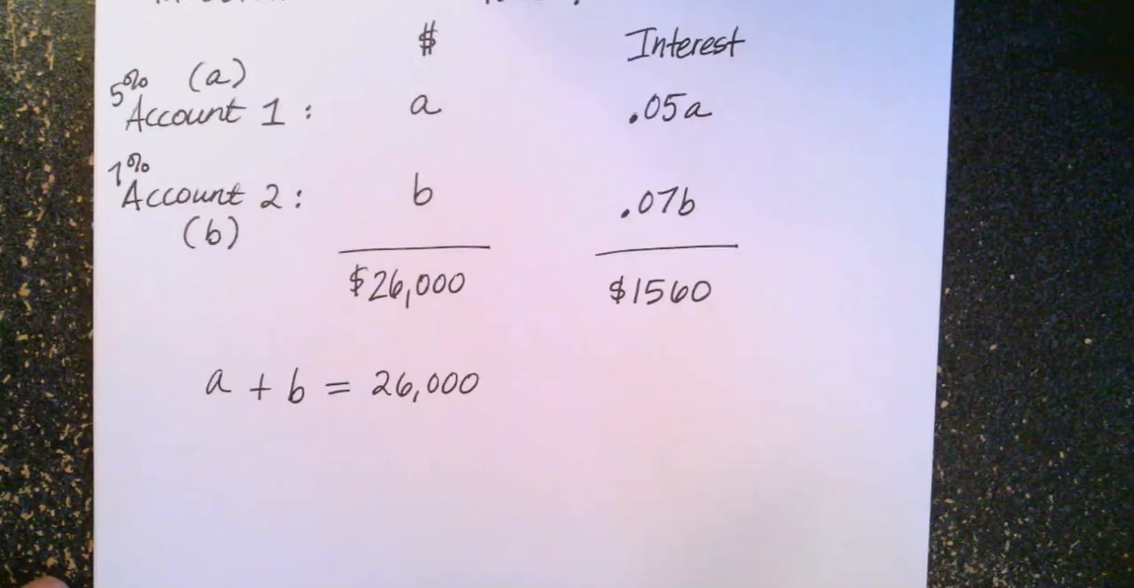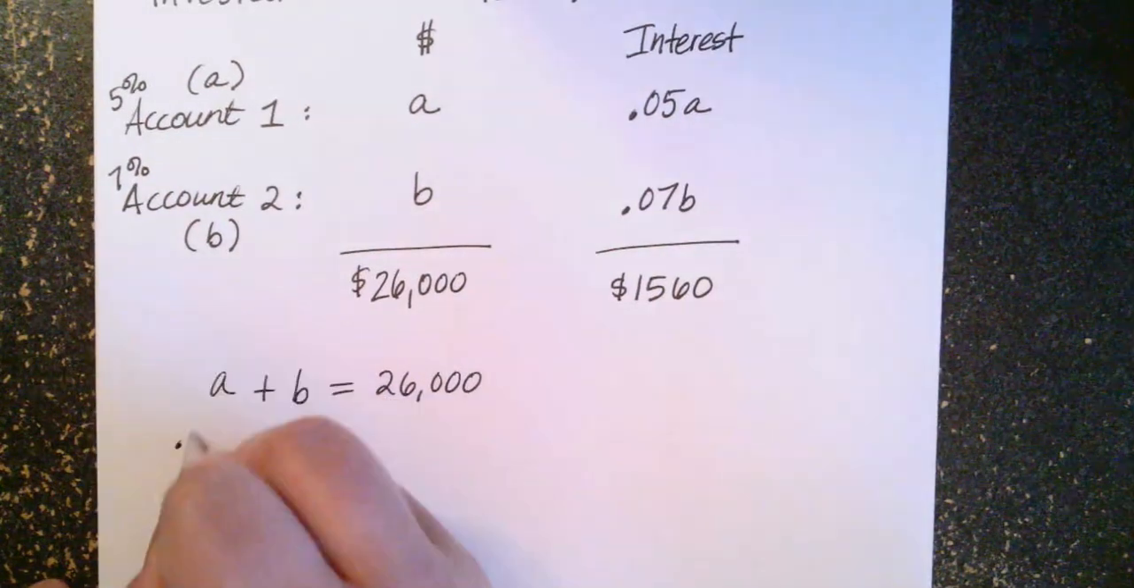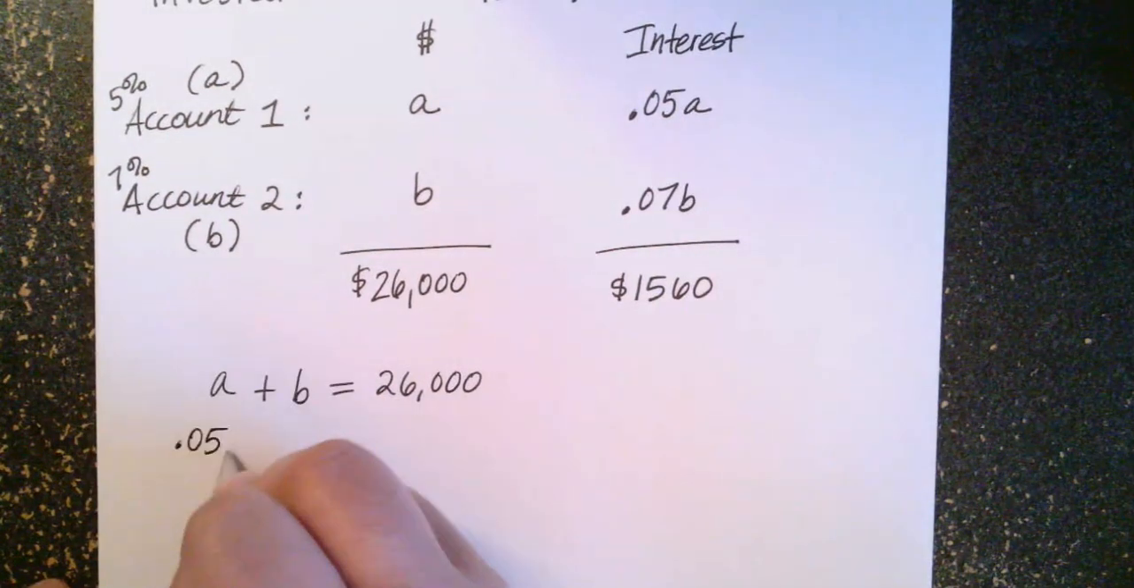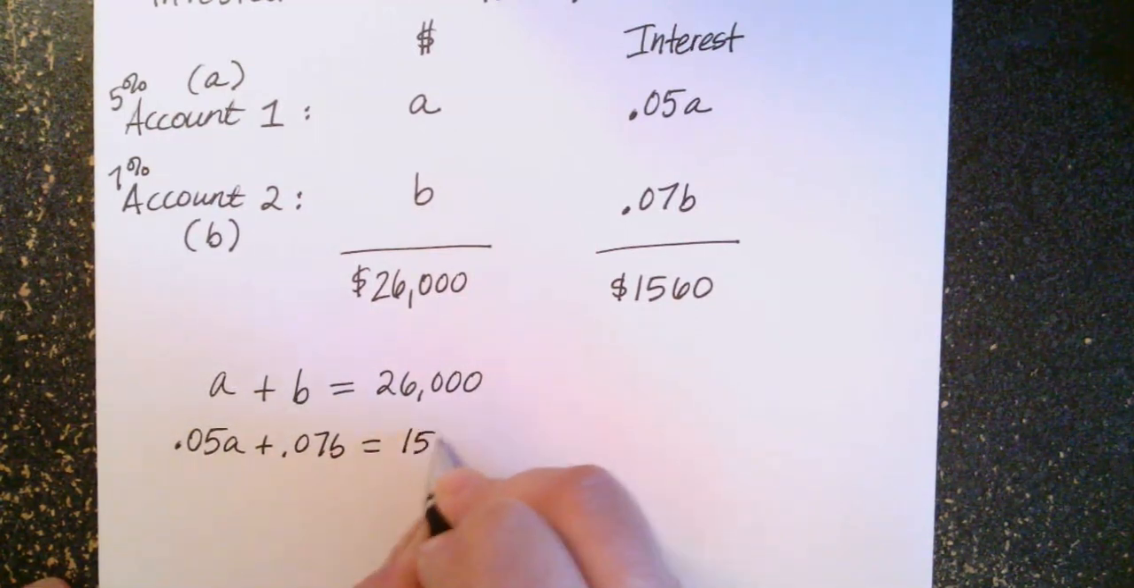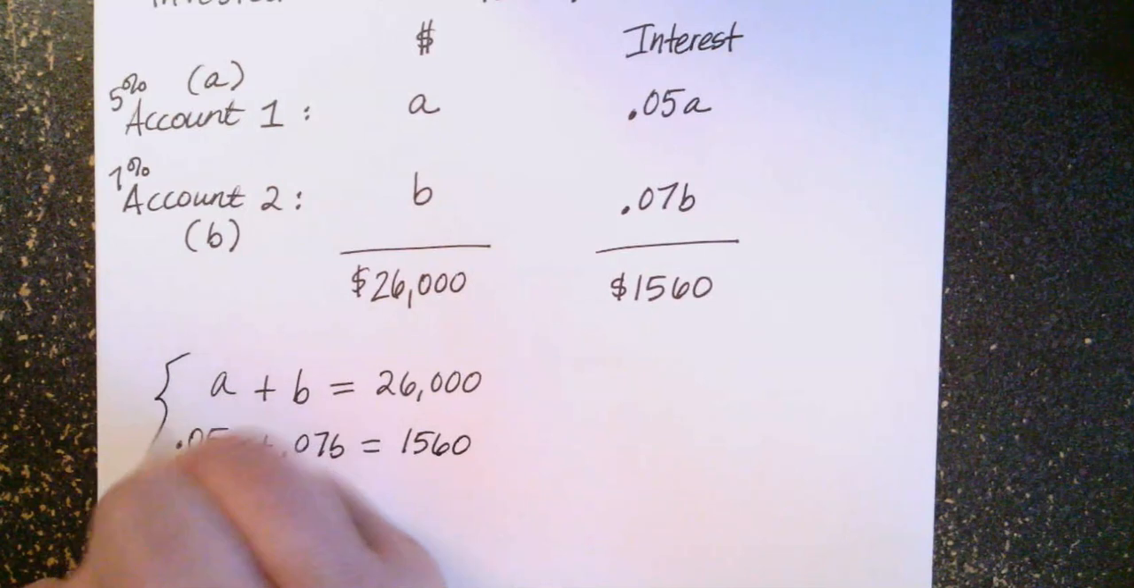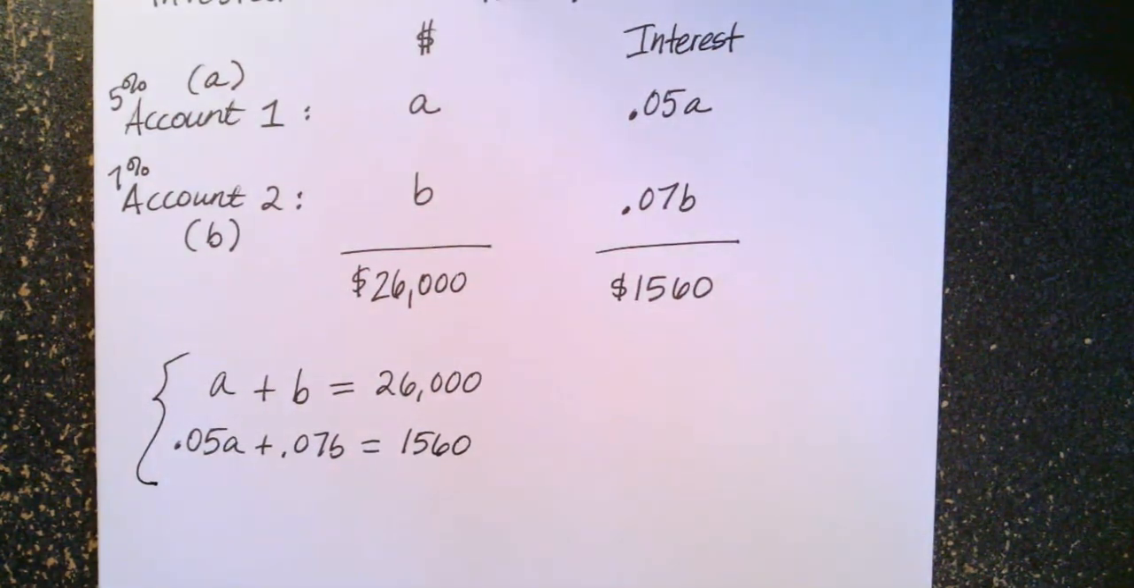So I can say 0.05A plus 0.07B equals 1,560. This is now a system of equations, with the same solution set. The same values will solve both equations.